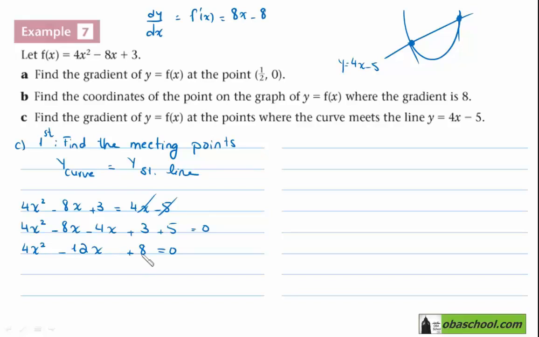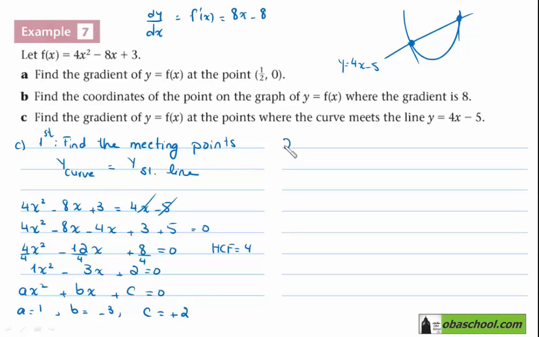Now we can divide all of the equation by 4 because we have a highest common factor, that is 4. Dividing all the terms by 4, we get x squared minus 3x plus 2 equal to 0. Comparing this equation with the general quadratic equation ax squared plus bx plus c equal to 0, we can say a equal 1, b equal to minus 3, and c equal to plus 2.